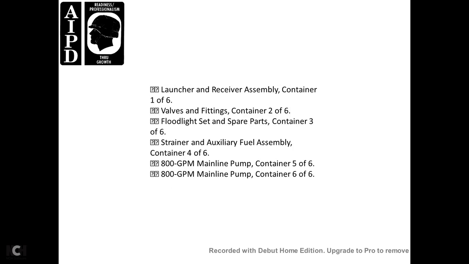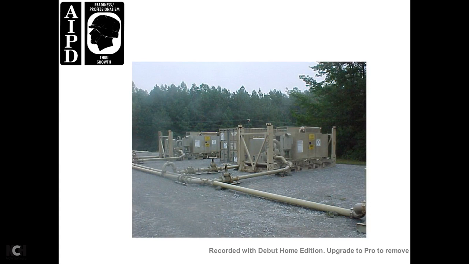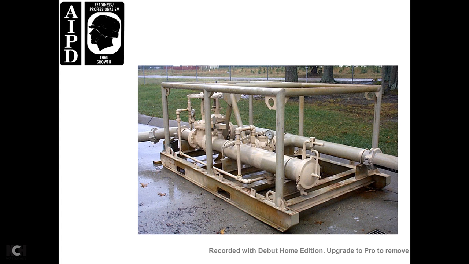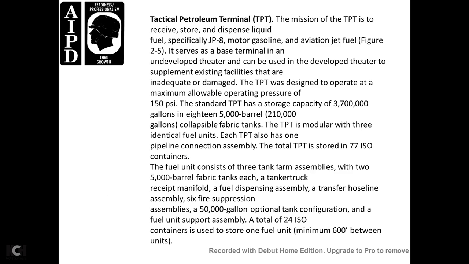Launcher and receiver assembly container 1 of 6. Valve fittings container 2 of 6. Flood set and spare parts container 3 of 6. Strainer and auxiliary fuel system container 4 of 6. 800-gallon per minute mainline pump container 5 of 6. 800-gallon per minute mainline pump container 6 of 6. It shows a pipeline pump station.